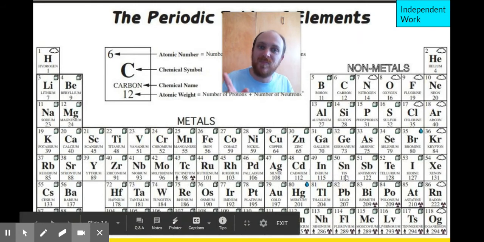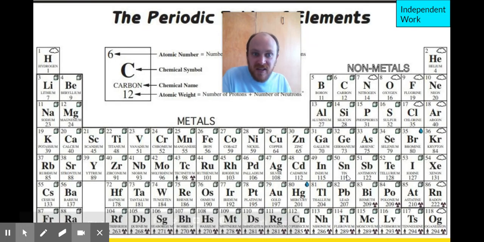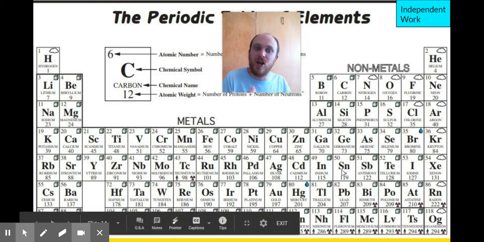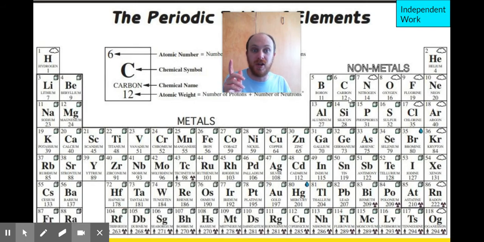Ooh, tin. Tin, like the metal tin, is actually Sn. Notice that the first letter is always capital, and the second letter is always lowercase. That's important because if I ask you big C, big O, you know there's a carbon and an oxygen.